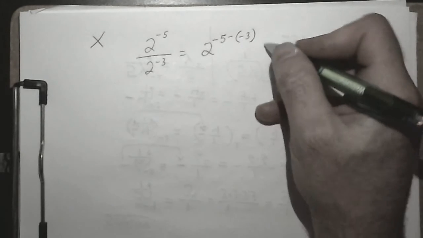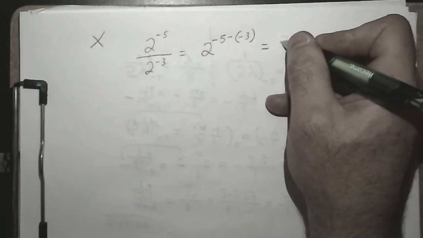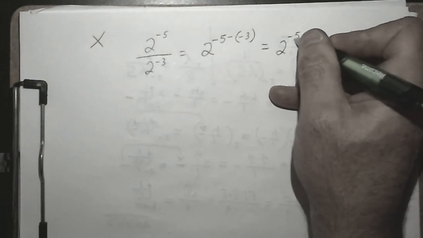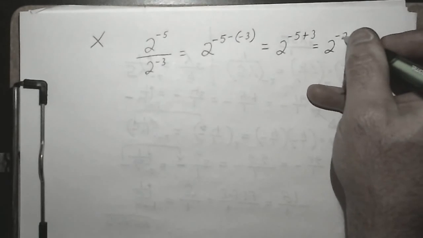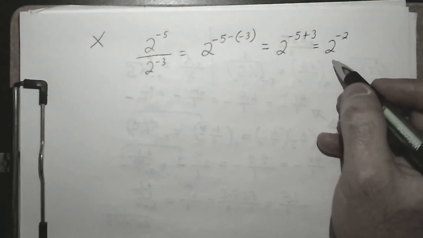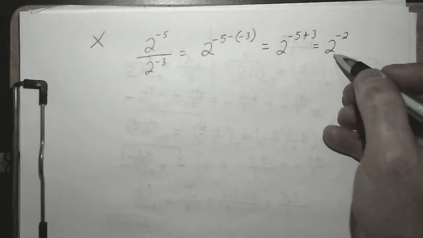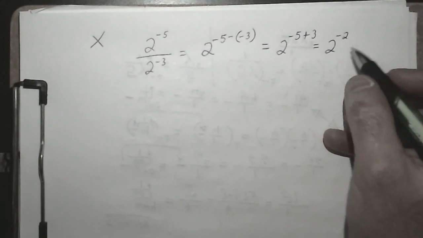Subtracting a negative 3 is the same thing as adding a positive 3. So this is equivalent to 2 to the negative 5 power plus 3, which gives you 2 to the negative 2 power. Now, you don't want to leave your answer looking this way because we have a negative exponent in our result. So we want to get rid of the negative exponent.